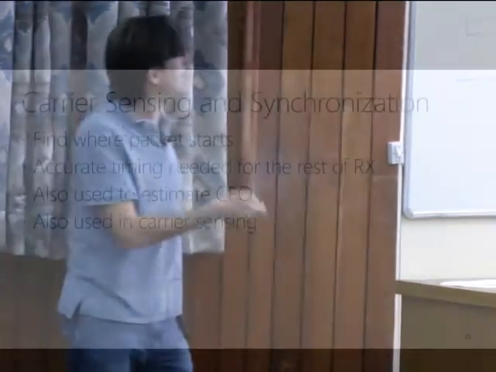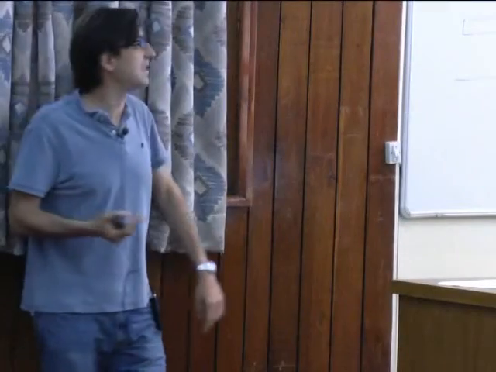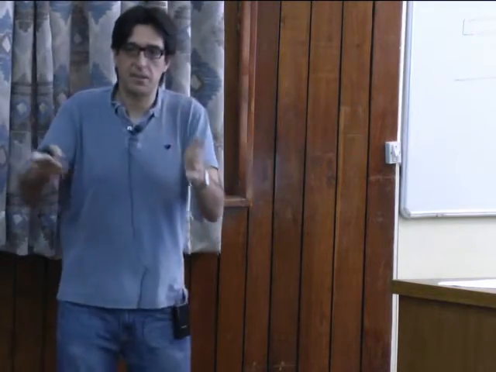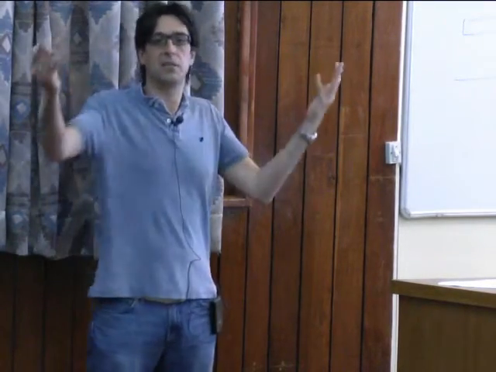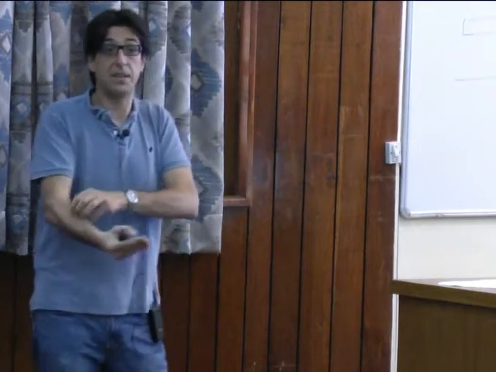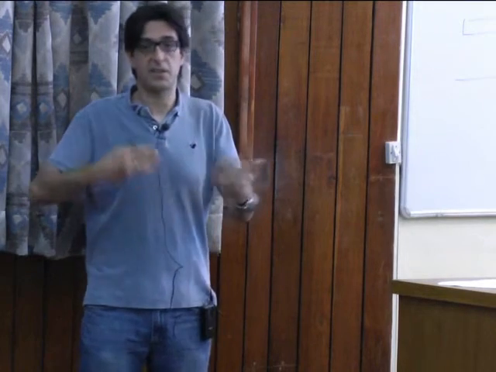So, carrier sensing and synchronization. Basically, the point of carrier sensing is to find where the packet starts, right? All this was fine because I was sending from the transmitter directly into the receiver, but usually you'll be out in the open, you have a signal coming, and you want to know where it starts. So how do you find where it starts? That's something you heard in the previous talk as well. There's energy detection and all that.